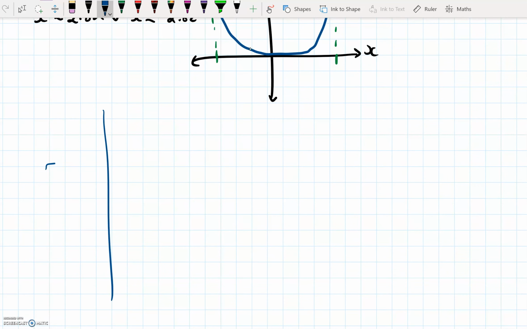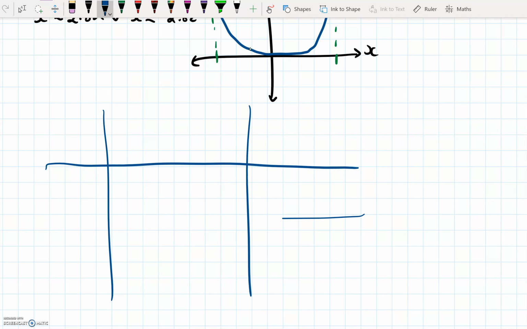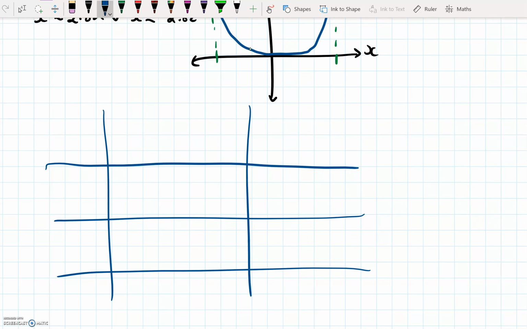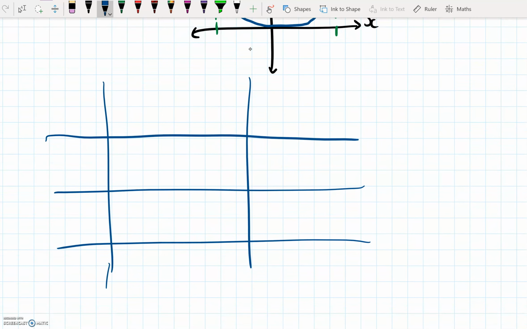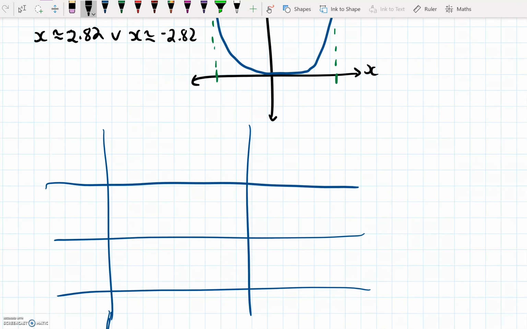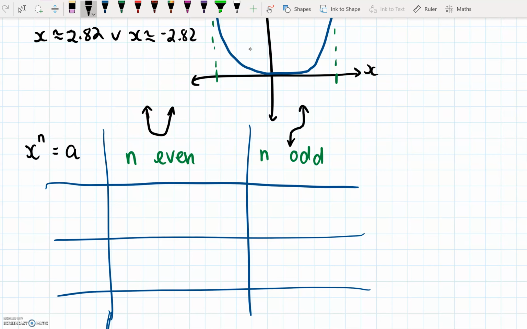Okay, so we have a box like this, and this time we have x to the power of n equals a. All right. Now we can have n is even or n is odd. Okay, and remember, if n is even, that means our shape looks something like this. If n is odd, that means our function looks something like this.